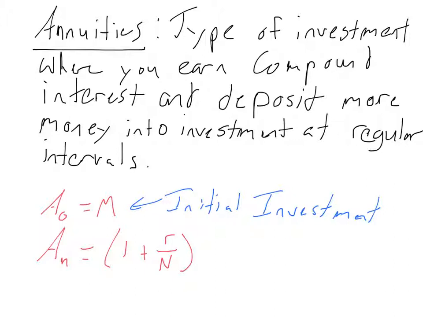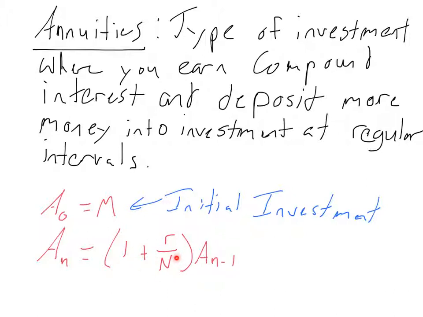So 1 plus r over n is going to be 1.0 something, and if you multiply that by the amount that you had before, that's the new amount that you have after compounding that interest. So you take the amount that you had after the previous compounding period, and you multiply that by 1 plus the interest rate over n, which is just going to increase it by that percentage. And that will give you the new amount that you have.